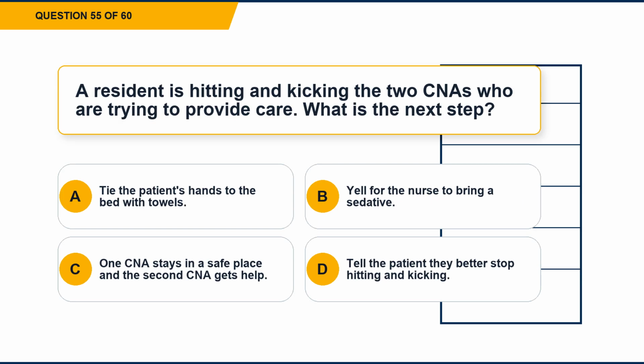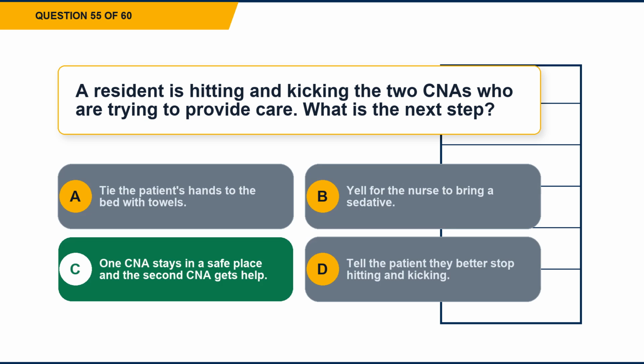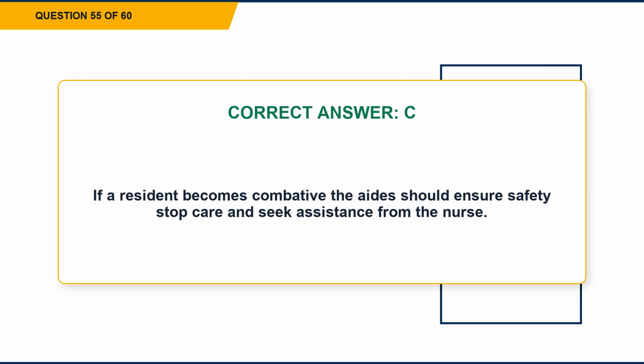Question 55. A resident is hitting and kicking the 2 CNAs who are trying to provide care. What is the next step? Option A. Tie the patient's hands to the bed with towels. Option B. Yell for the nurse to bring a sedative. Option C. One CNA stays in a safe place and the second CNA gets help. Option D. Tell the patient they better stop hitting and kicking. The correct answer is option C. One CNA stays in a safe place and the second CNA gets help. Explanation. If a resident becomes combative, the aide should ensure safety, stop care and seek assistance from the nurse.